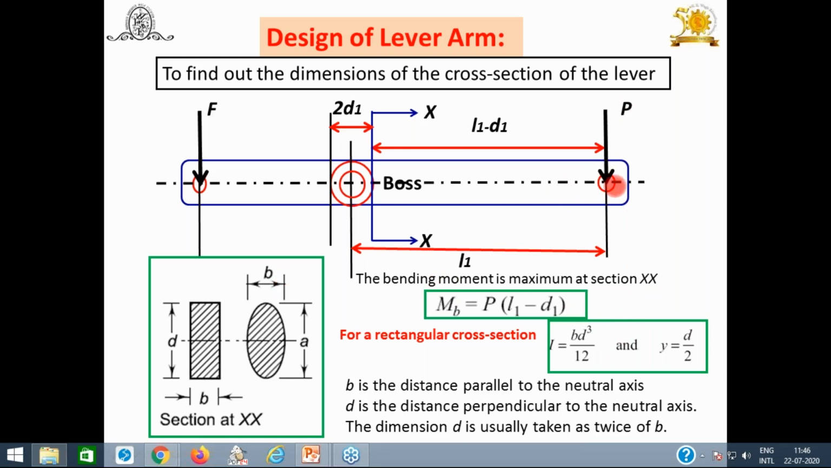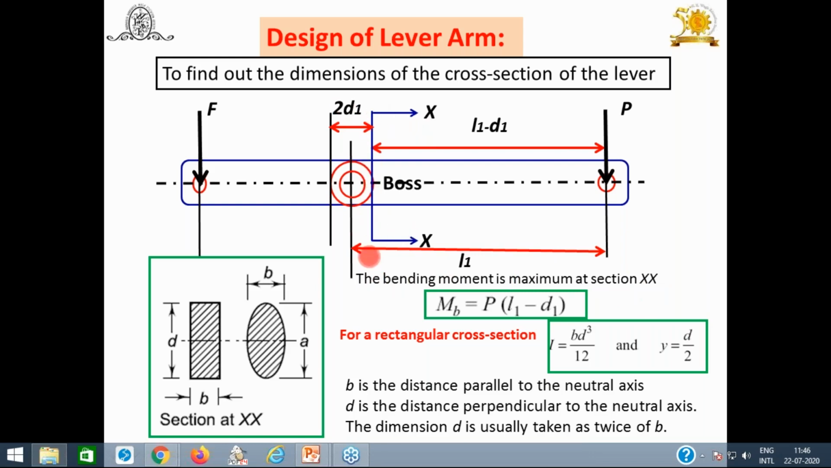Now look at this. Generally, from the fundamentals of statics, for the force P and the force F, you will get the bending moment equal to 0. So where will you get the bending moment now? You will get it towards the pivot side. I have shown it here as X. So we have to find the maximum bending moment, which you will get towards the Bosch side. It is not at the pin point, but at the Bosch. Look at this. The bending moment is maximum at the section XX.